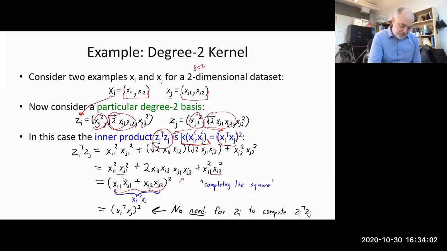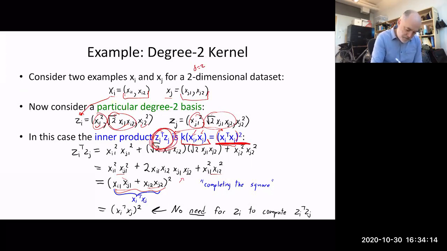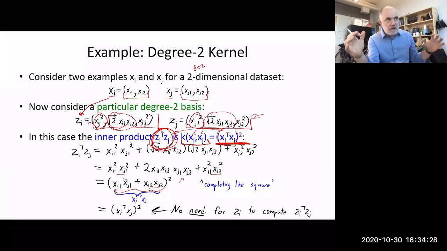So, okay, let's just make sure that everybody's on board with this. This kernel function computes this value with this basis expansion. Lots of scribbling, hopefully it still makes sense. So we don't need to actually instantiate these expanded basis vectors to compute their inner product.